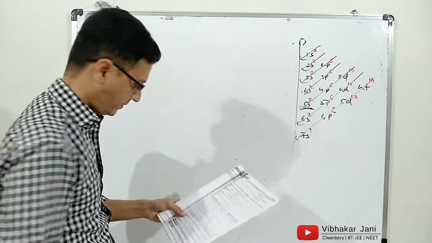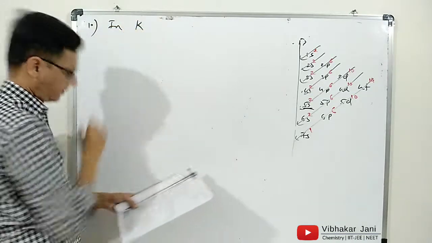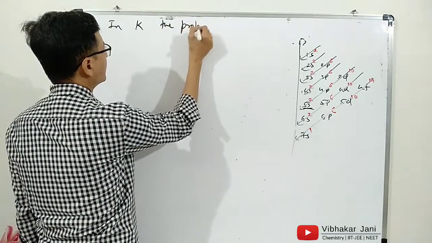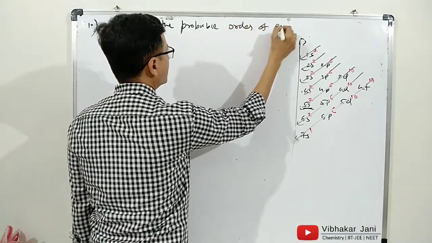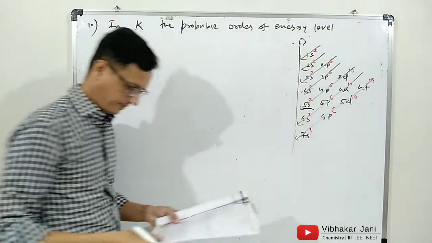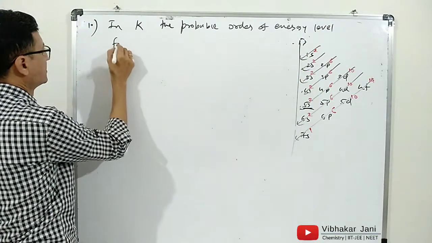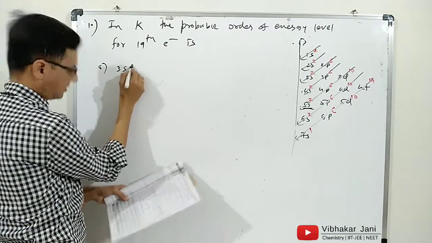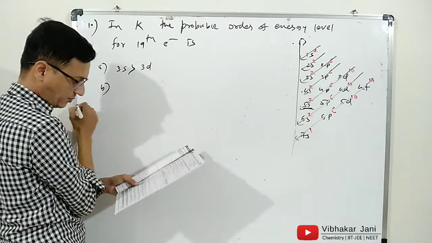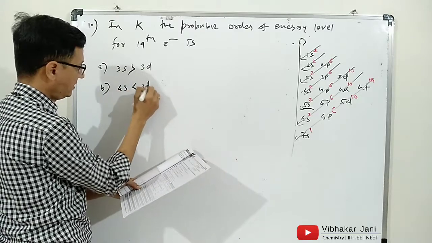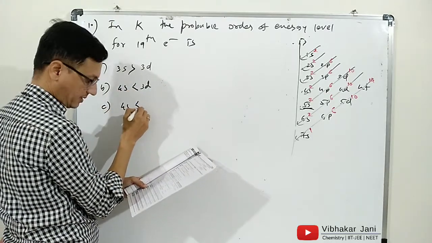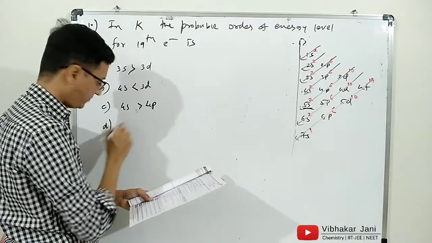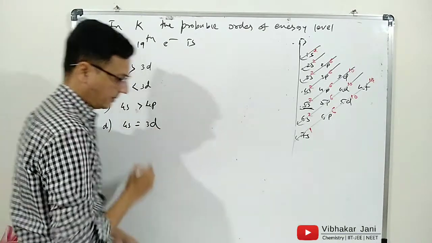In potassium, the probable order of energy level for 19th electron is: option A, 3s greater than 3d. Option B is 4s less than 3d. C, 4s less than or greater than 4p. And option D is 4s is equal to 3d.